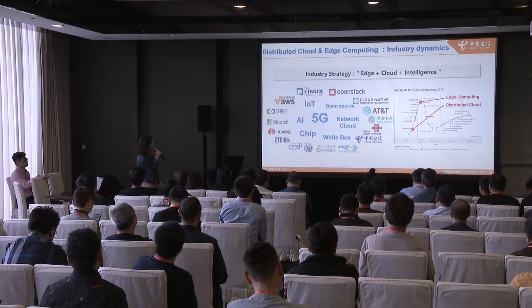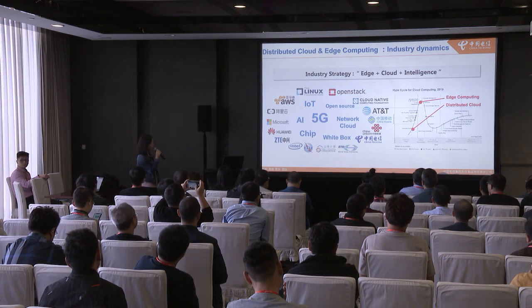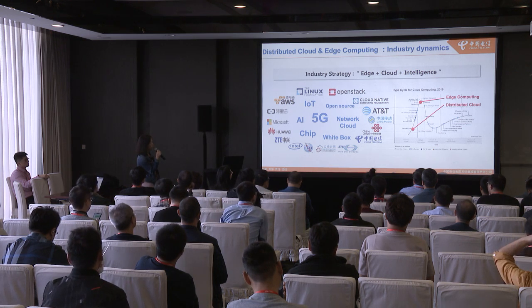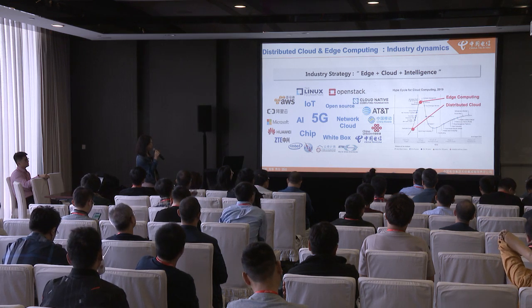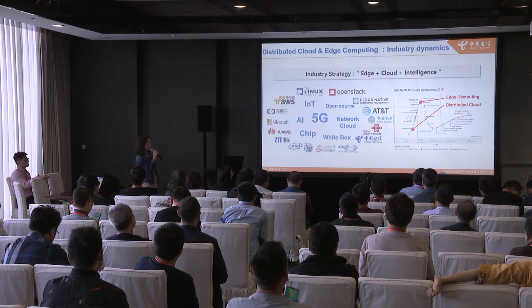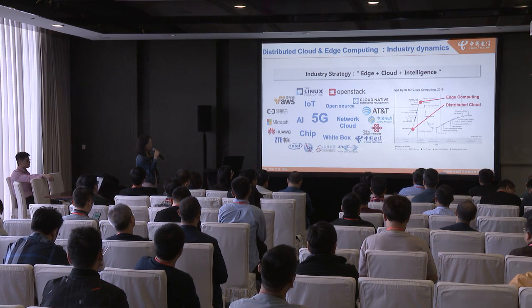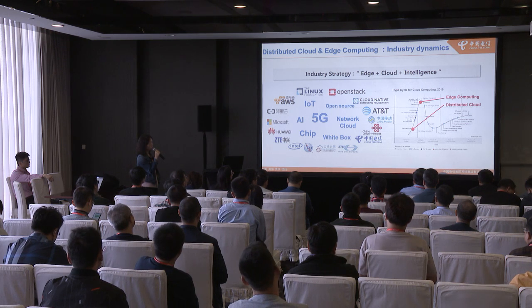And on the right side, you can see the photo, the hype cycle of cloud computing 2019. The Gartner report says that the distributed cloud is just on the rise, and the edge computing is on the peak. And also Gartner has listed the empowered edge and the distributed cloud in the top 10 strategic technology trends of 2020.